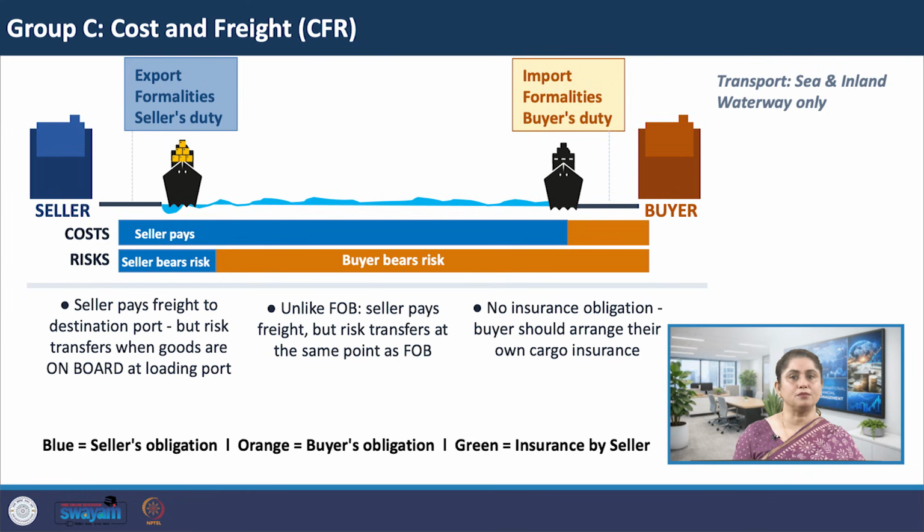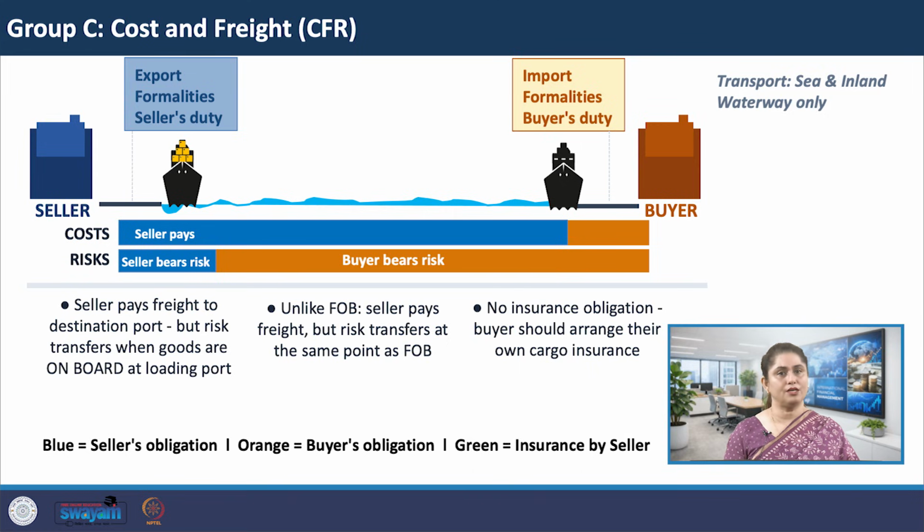The cost bar is mostly blue. Seller pays the freight to the destination port, but the risk bar splits at the loading port where goods are on board the vessel. This is the same as FOB. Unlike FOB, where the buyer pays freight and bears risk from loading, under CFR the seller pays freight but risk still transfers at the same moment when goods are on board the vessel. Think of it as CFR is equal to FOB plus seller pays freight.